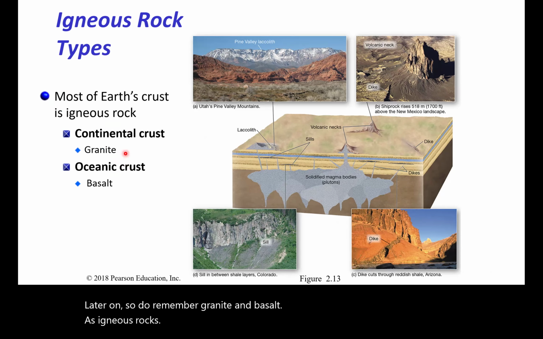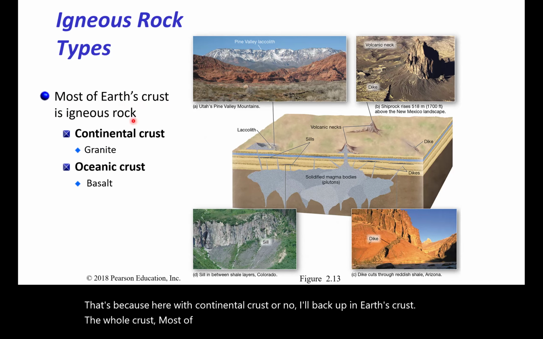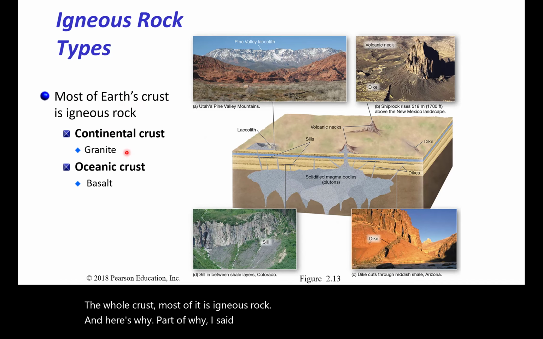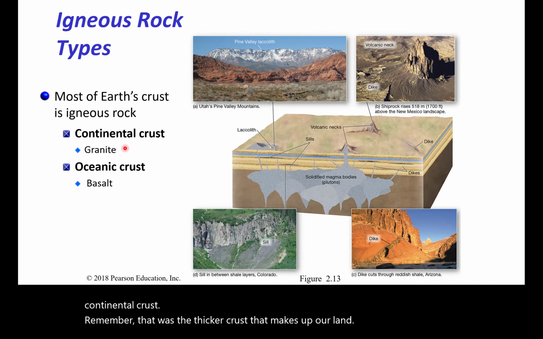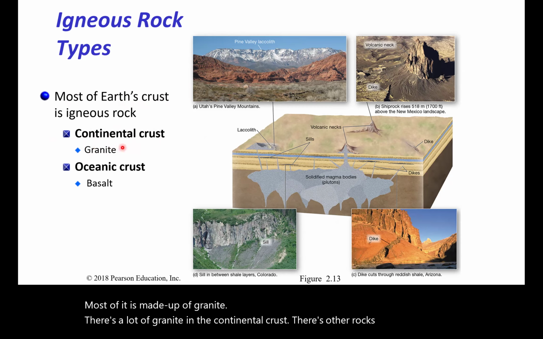That's because, in Earth's crust, the whole crust, most of it is igneous rock. And here's part of why I said remember granite and basalt: the continental crust, remember that was the thicker crust that makes up our land, most of it is made up of granite. There's a lot of granite in the continental crust. There are other rocks too, but most of it is granite.